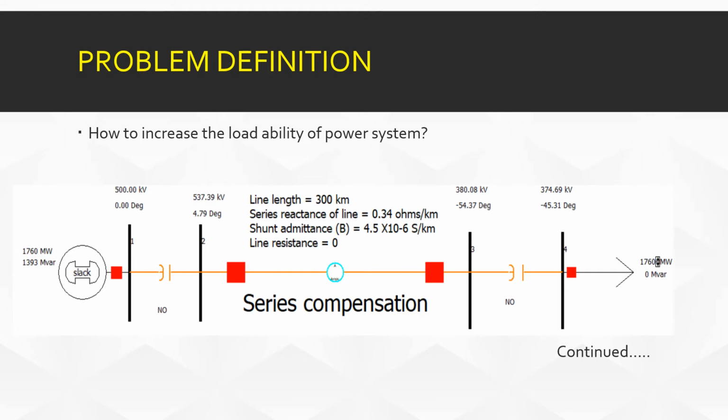A simple generator supplies power to a load through a long transmission line of length 300 km, and it has a series reactance of 0.3 ohms per kilometer and shunt admittance of 4.5 × 10^-6 Siemens per kilometer, and we also assume the line resistance is equal to 0.